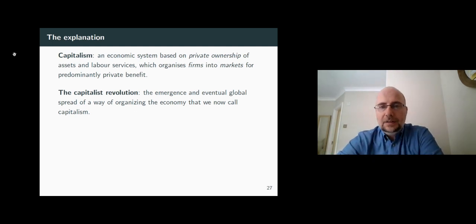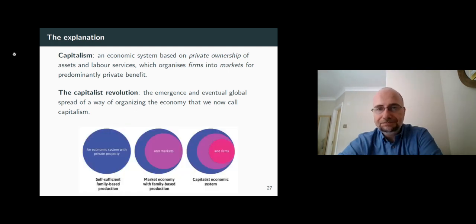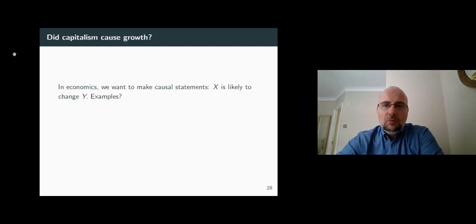Of course, this does not mean capitalism is faultless. What I'm saying is that historically, capitalism has generated more political and economic benefits for more people than any other existing economic system. So, we would like to know if capitalism is indeed as good as advertised. Does it really cause economic growth?